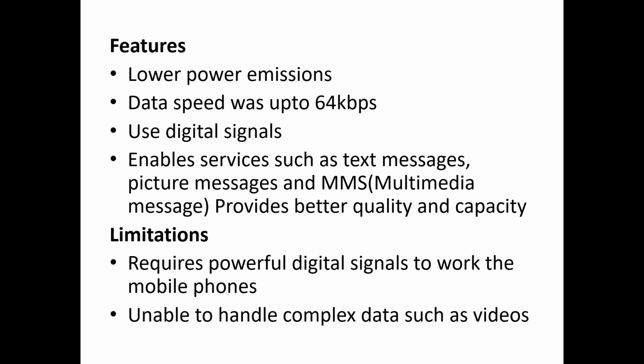It uses digital signals. From first generation we used analog signals, and to overcome the interference, we have used digital signals for 2G. It enables services such as text messages, picture messages, and MMS multimedia messages, and provides better quality and capacity. From first generation, we could only send voice calls. There were no message services available. Limitations: requires powerful digital signals to work the mobile phones. It cannot handle complex data such as video. Video options are not available.